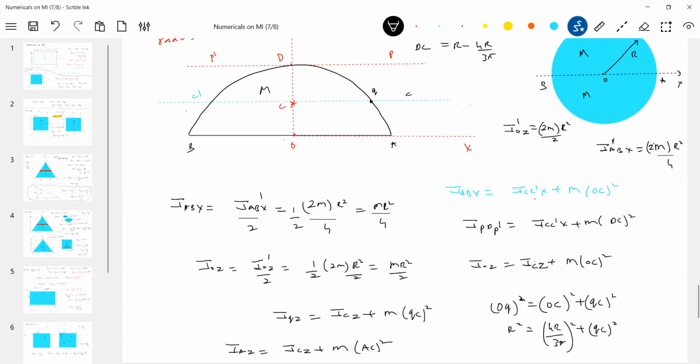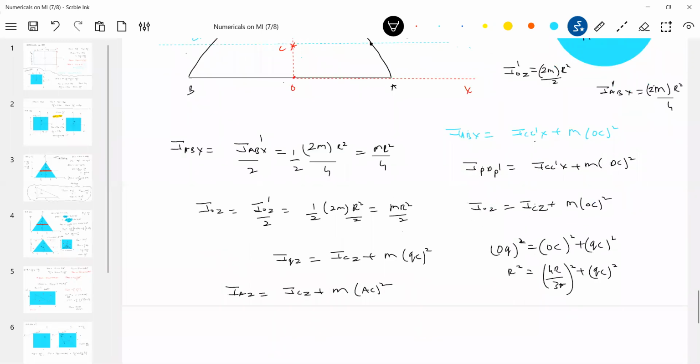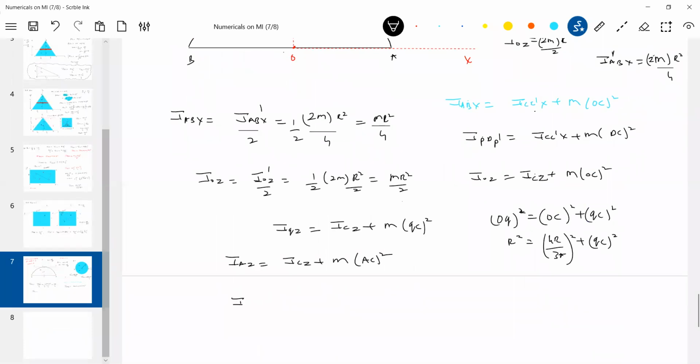Sir, I'll calculate IOZ. IOZ, can I write IAB plus IOD? Perpendicular axis theorem, you can apply it. But is IAB equal to IOD? No, the mass is not distributed symmetrically. You can apply the perpendicular axis theorem here. I'll write one more here. This will be very important for you. IOZ is equal to IABX plus IOD along the y-axis here.